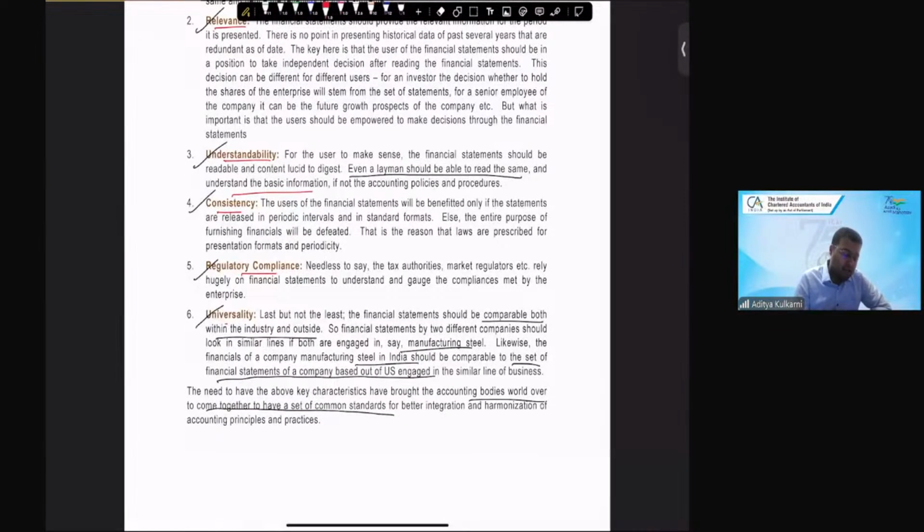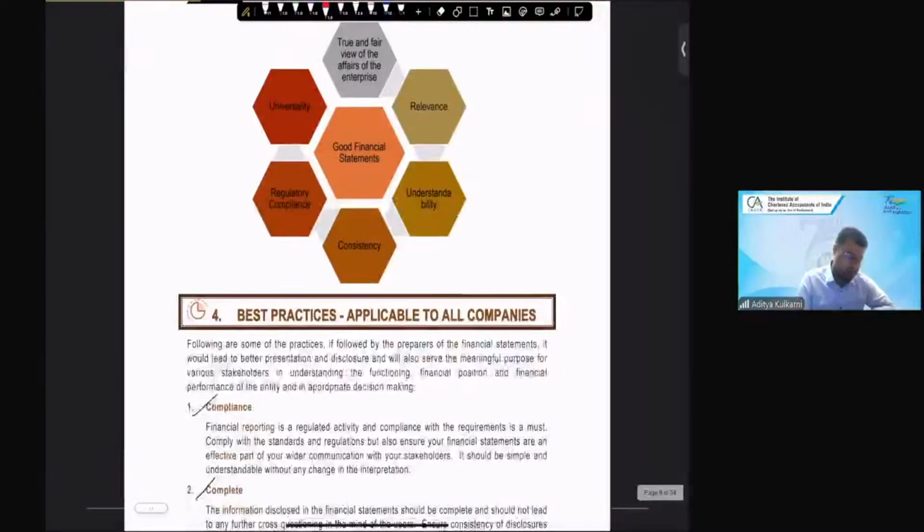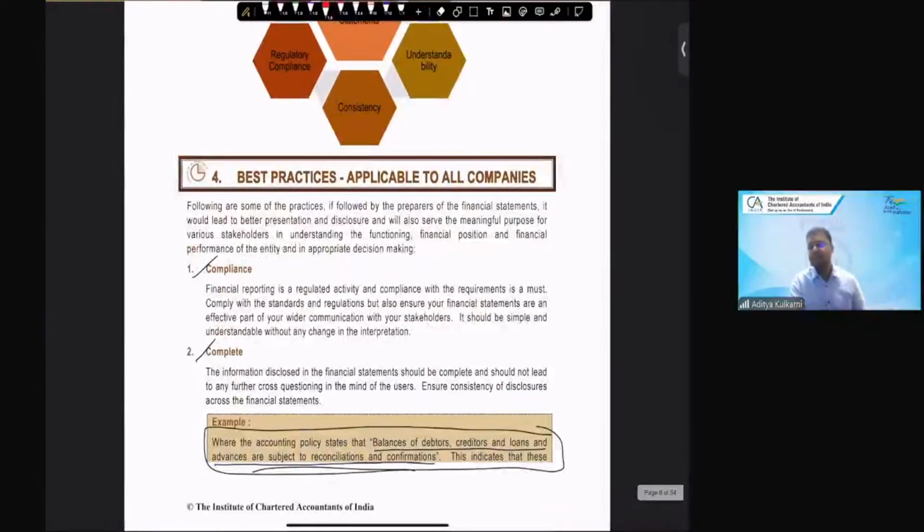Regulatory compliance: the tax authorities, market regulators, etc., rely hugely on the financial statements and gauge the compliance met by the enterprise. Universality: comparable both within the industry as well as outside the industry. So these are the features that you have. Is it okay?